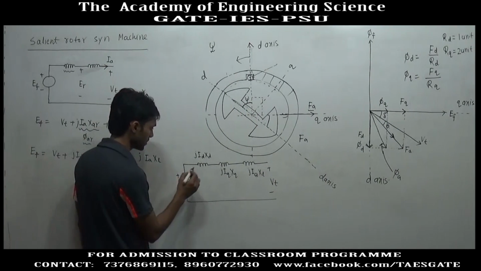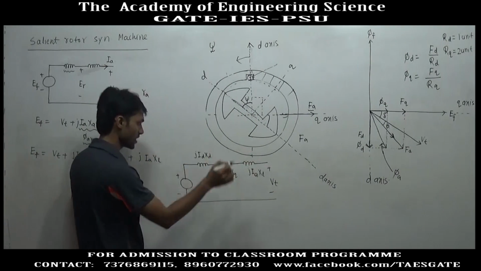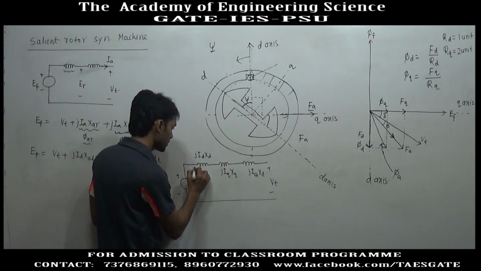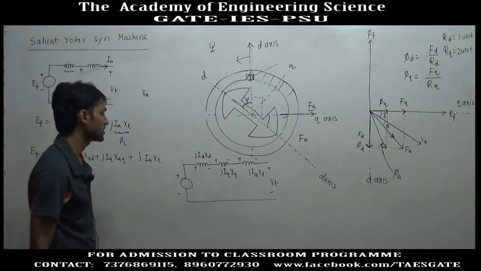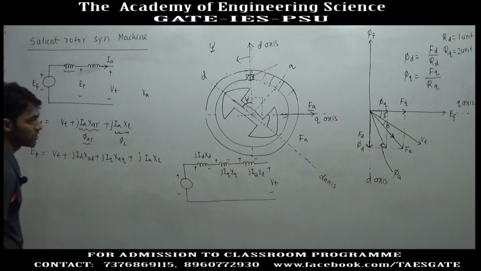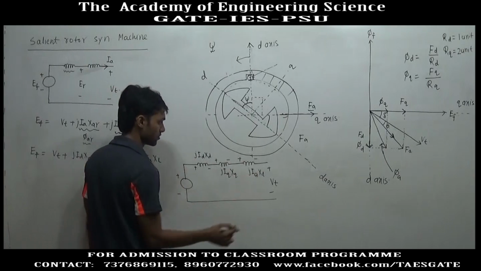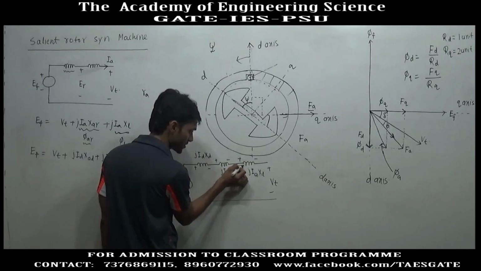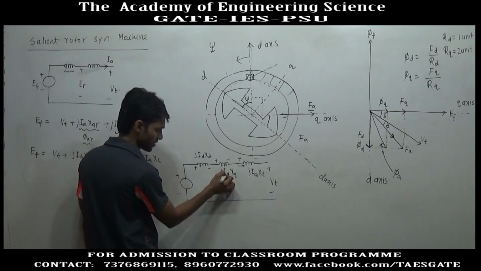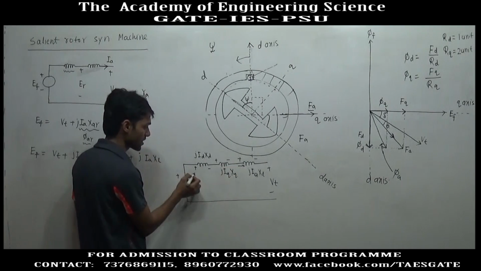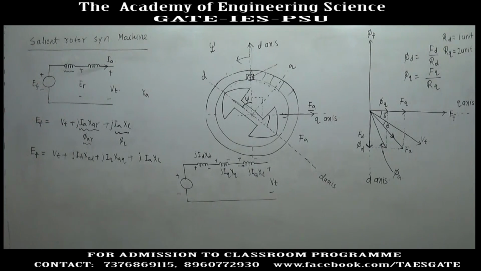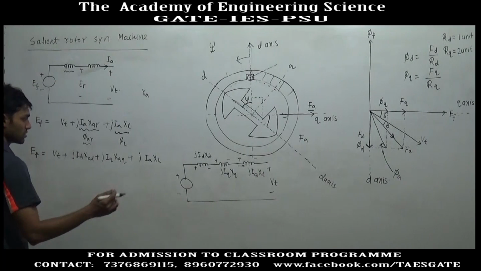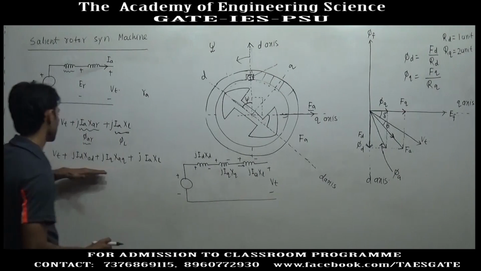But here I cannot show it this way, because all the voltages are added. So, I have shown these three components in series, but connecting these three components in series is wrong, because the same current is not flowing. In this winding I have shown the armature current, in this winding the Q axis of armature current, and here the D axis of armature current. So, instead of drawing the circuit diagram, I will just use this relationship.